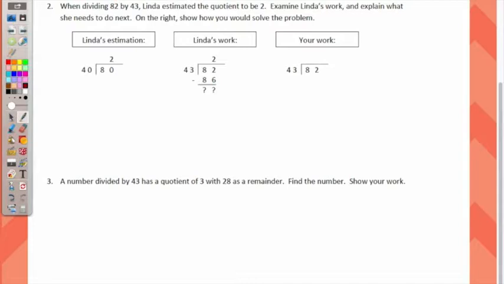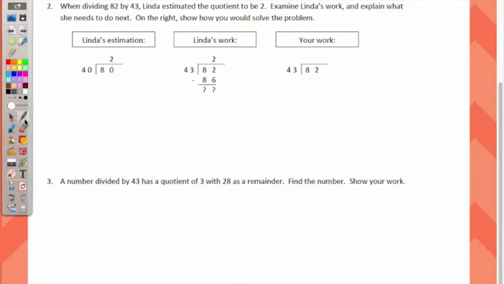Okay, this says, when dividing 82 by 43, Linda estimated the quotient to be 2. Examine Linda's work. I like that word, examine. It means to look at it, but look at it carefully, right? Figure out what's wrong with it, and explain what she needs to do next. On the right, show how you would solve the problem. Now just wait on that one, okay? Talk to your group about Linda's work.